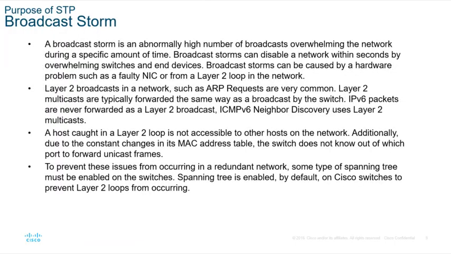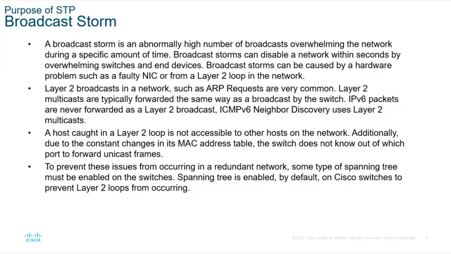So a broadcast storm is an abnormal, high number of broadcasts overwhelming the network during a specific moment of time. A broadcast storm can disable the network within seconds, not minutes, just seconds, by overwhelming switches and then end devices. A broadcast storm can be caused by hardware problems such as a faulty network interface card, or NIC, or from layer 2 loops.